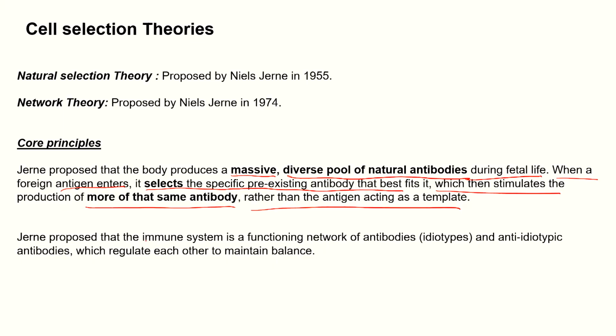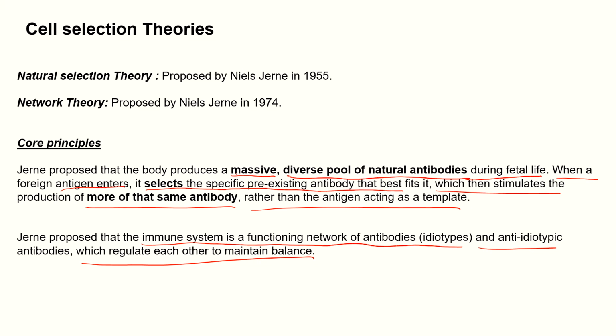So this was the core principle of the natural selection theory. Later on, Jerne proposed another theory, the network hypothesis or network theory, which says that the immune system is a functional network of antibodies. He proposed this for the first time and named it idiotypes. And then there could be an anti-idiotype, that means an anti-antibody, a protein which can bind to another protein and regulate each other to maintain the balance.